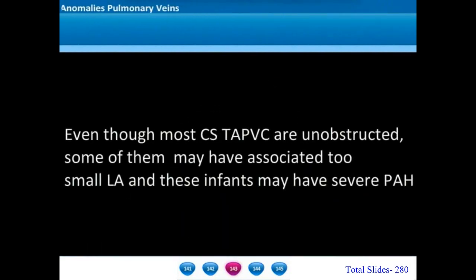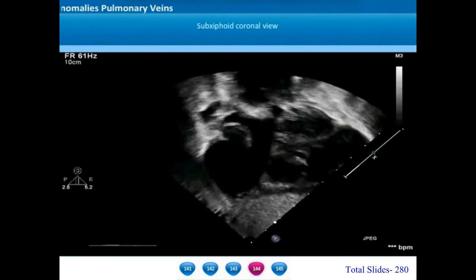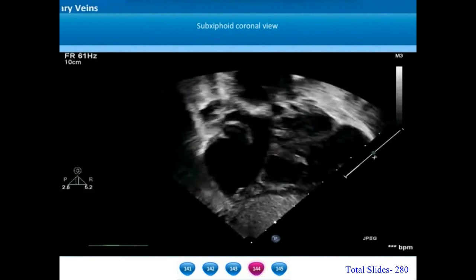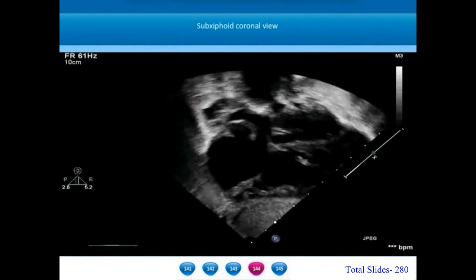Even though most coronary sinus TAPVCs are unobstructed, some of them may have an associated very small left atrium, and these infants will have a restriction of blood flow from the right atrium into the left atrium. These patients may present with severe pulmonary arterial hypertension. We show such an example of a coronary sinus.